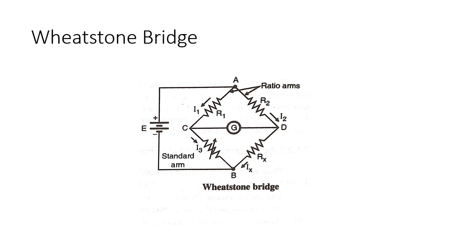Another thing is that when a large amount of current is allowed to pass through the bridge arms, you know that whenever a large current flows, there will be a heating effect, and that may affect our whole system. So that's again one limitation. These are the limitations that we face while using Wheatstone's bridge.